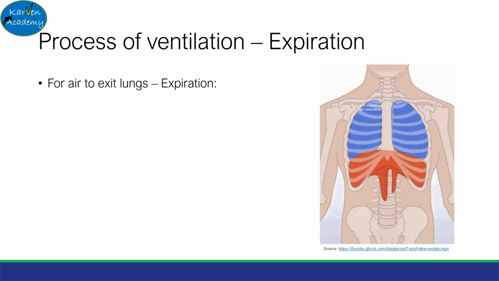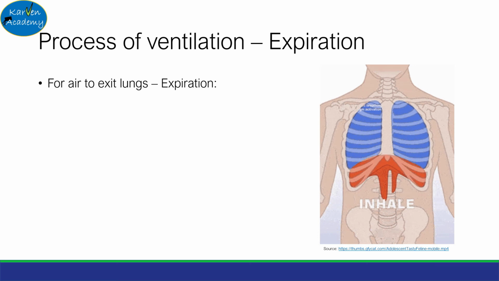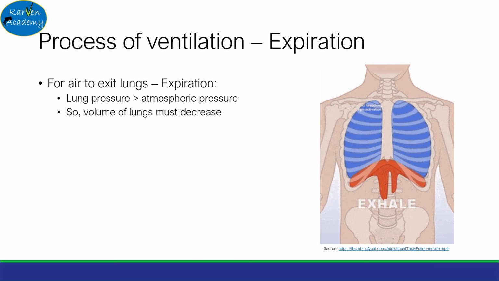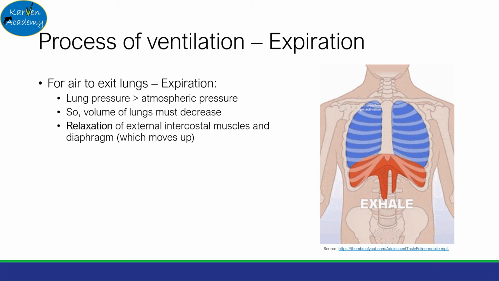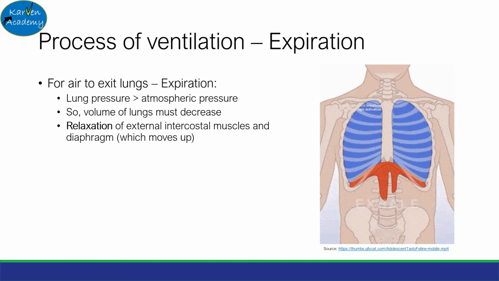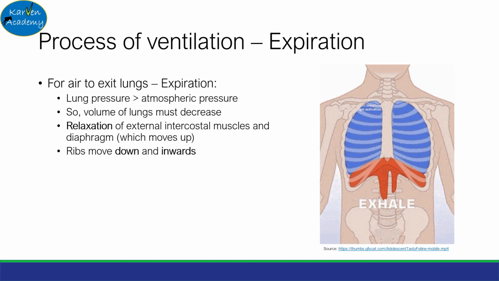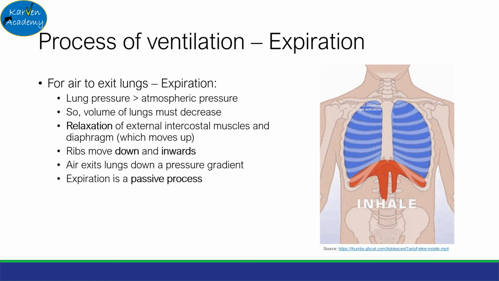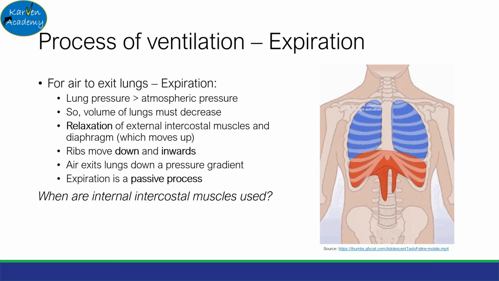Equally, for air to exit the lungs, lung pressure must be greater than atmospheric pressure, and so the volume of the lungs must decrease. For this to happen, there is relaxation of the external intercostal muscles and diaphragm muscles, which move up during expiration. The ribs move down and inwards. Air exits the lungs again down a pressure gradient. And note, expiration is a passive process because the muscles are not contracting.